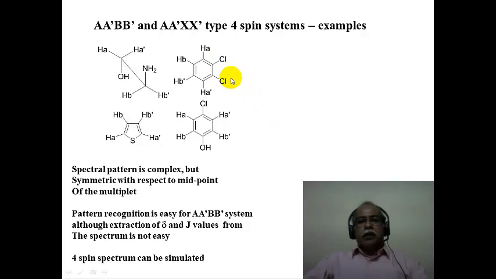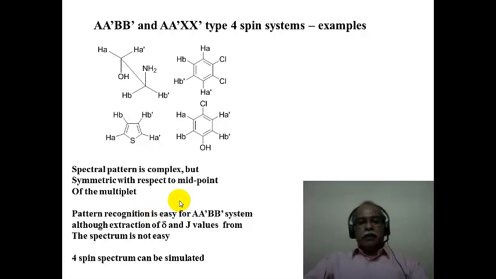An ortho disubstituted derivative where the two substituents are identical constitutes the AA prime BB prime system. A para disubstituted derivative where the two substituents are different also constitutes the AA prime BB prime system. In the case of thiophene, furan and pyrrole, for example, the ring hydrogens represent an AA prime BB prime kind of a system. Now the spectral pattern is fairly complex, but as mentioned earlier, the spectral pattern is highly symmetrical with respect to the midpoint, so one should be able to identify the multiplet by the symmetrical pattern that one sees. Pattern recognition is fairly easy for the AA prime BB prime system. We will see some examples.